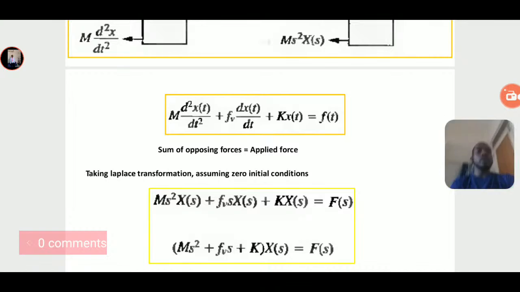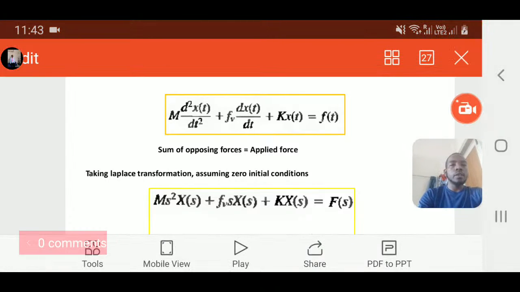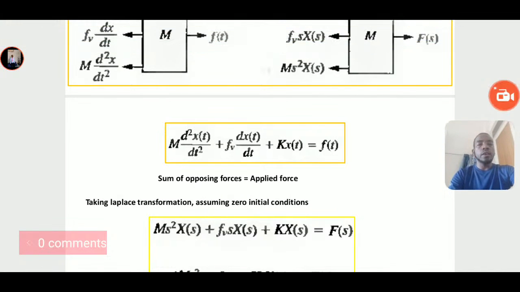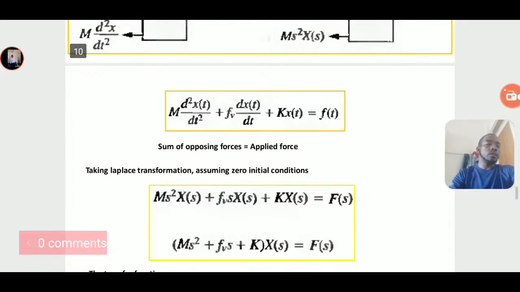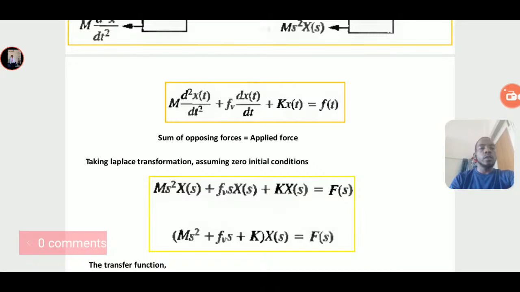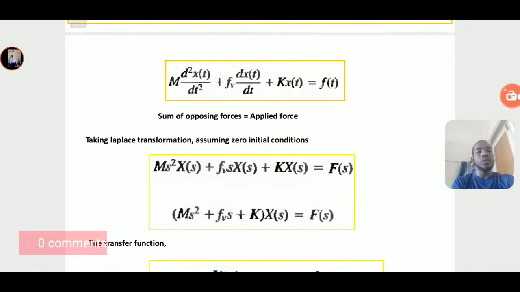After this, we take the Laplace transform of the above equation. We get m s square X of s plus fv s X of s plus k X of s is equal to F of s, where F of s is the Laplace transform of f of t. Taking X of s as common, F of s is equal to X of s into m s square plus fv s plus k.